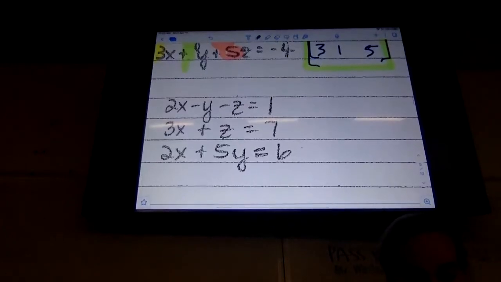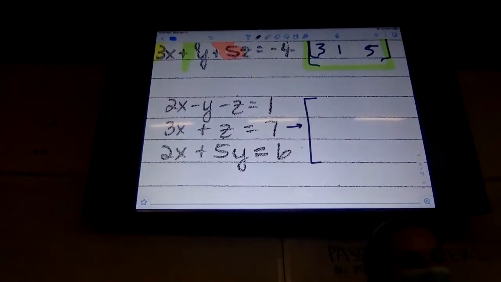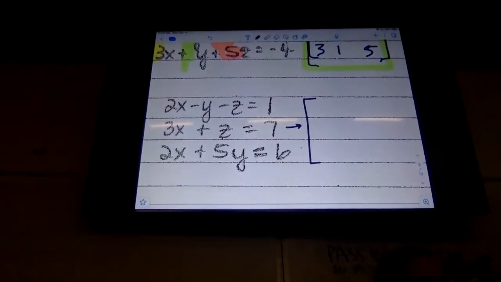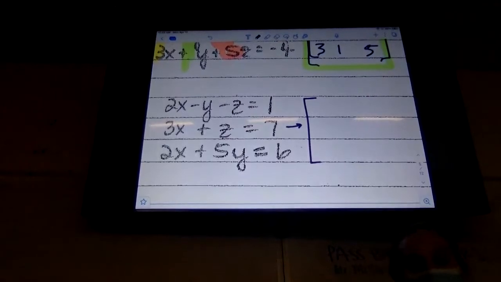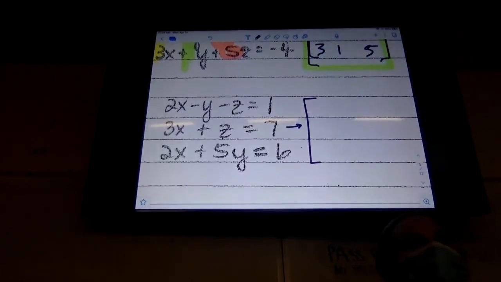Can somebody tell me what my coefficient matrix for 2B is going to be? What's my first column going to be? Good. So my first column is all my x coefficients. My second column is all my y coefficients. What's that going to be?